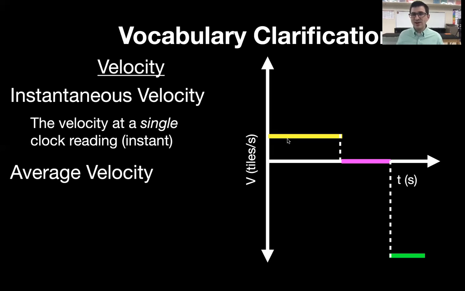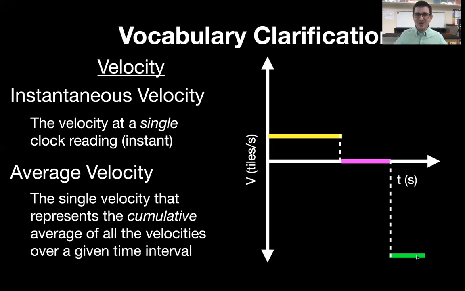As opposed to an average velocity, which is what you get if you take a bunch of instantaneous velocities. Here I'm just going to make up numbers. Let's call this 2 tiles per second, 2 tiles per second, 2 tiles per second, 0 tiles per second, 0, and then -5, -5. We take all those instantaneous velocities and we average them out. Then that gives us the average velocity, which is the one overall value that represents the cumulative average of all the individual instantaneous velocities over a given time interval.